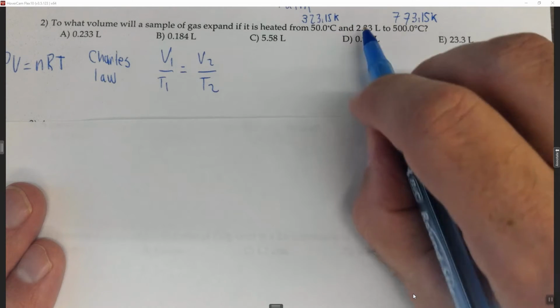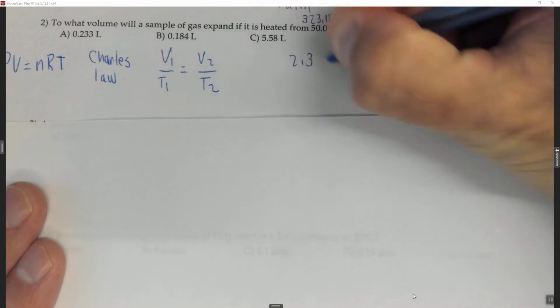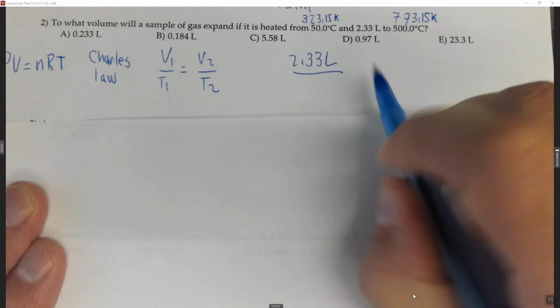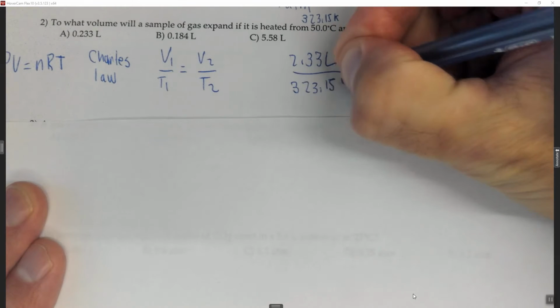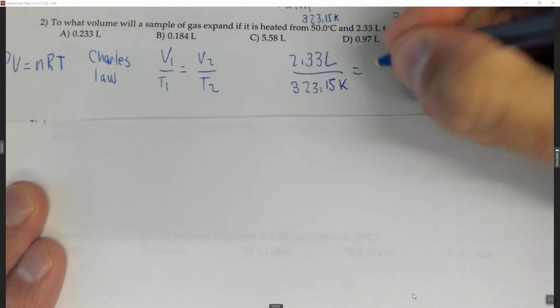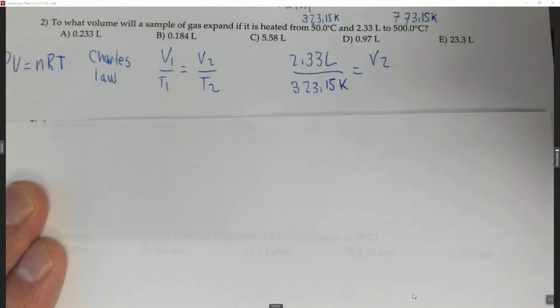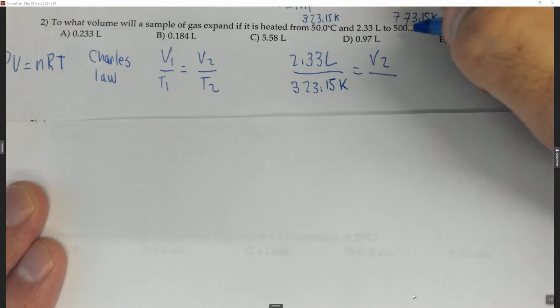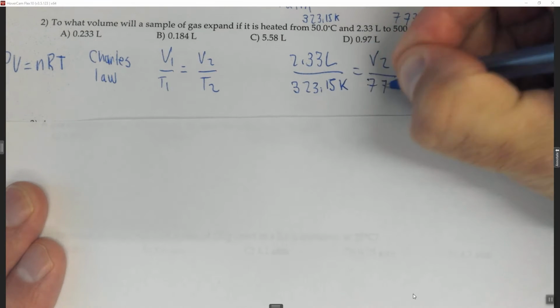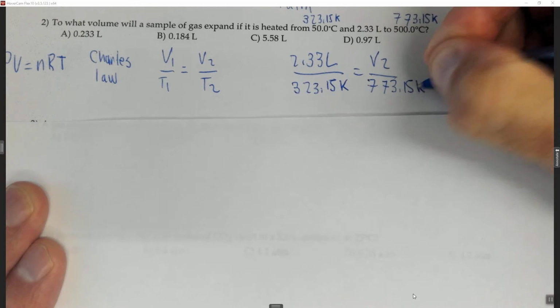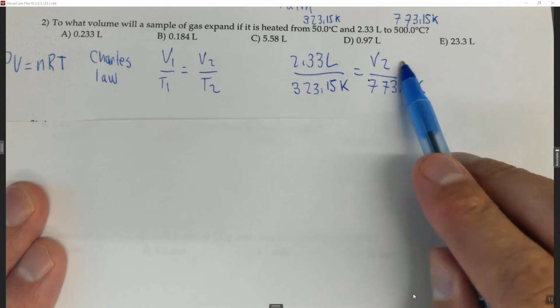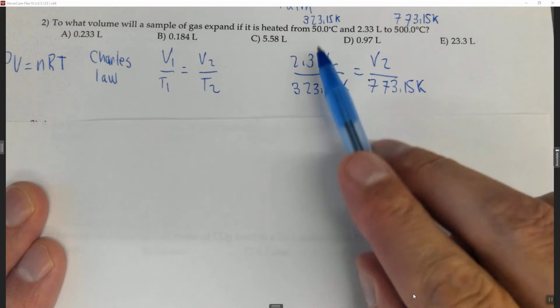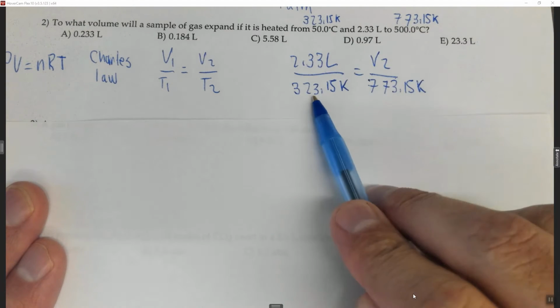So in this case, 2.33 liters is to 323.15 K, as some number of liters, V2, that's what I'm looking for, is to 273.15 K. So now you want to cross multiply. So this times this, cross multiply these two, and then you're going to divide by this one. So this times this divided by this.